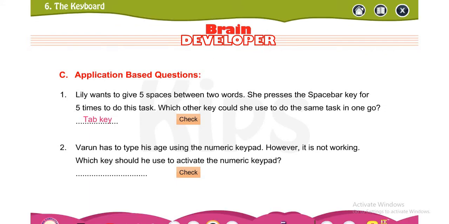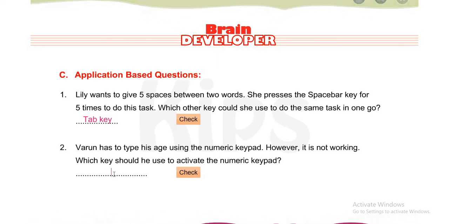Next one, Varun has to type his age using the number keypad. However, it is not working. Which key should he use to activate the number keypad? Whenever we have to activate the number keypad, we always press the numlock key. So the answer is numlock.